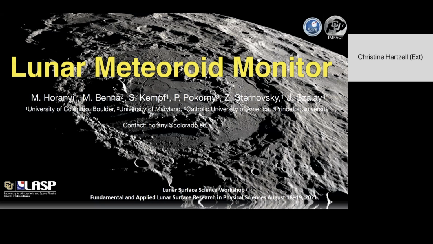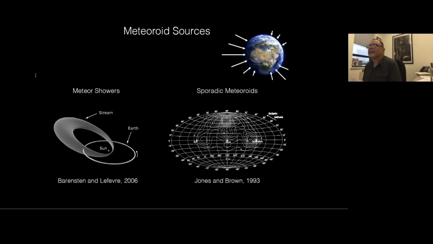Thank you. So this talk is about an instrument, the Lunar Meteoroid Monitor. The next slide, please. So typically we discuss meteoroids in two groups, showers and the sporadic background. The only difference is that the sporadic background is particles that forgot their parent bodies. As long as a dust particle's orbit is similar to the parent body, they will show up as streams and meteor showers. Maybe some of you had a chance to go out last week and look for the Perseids.